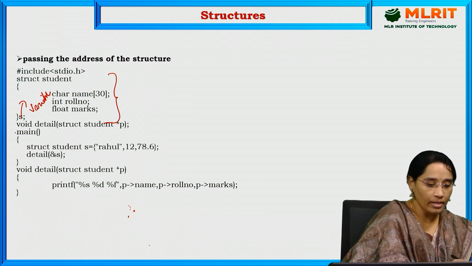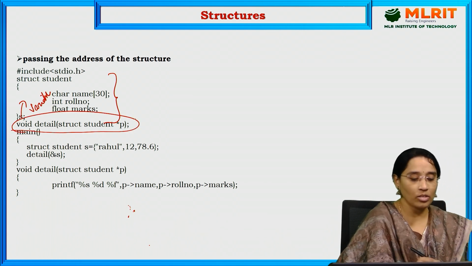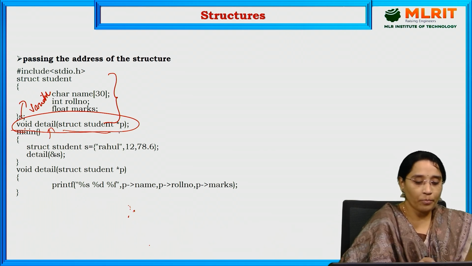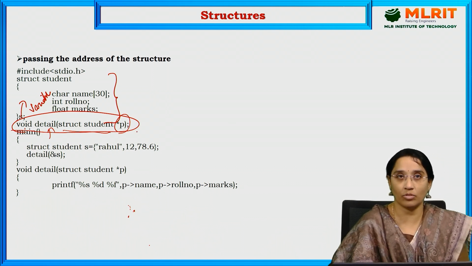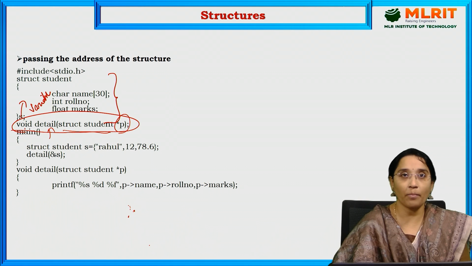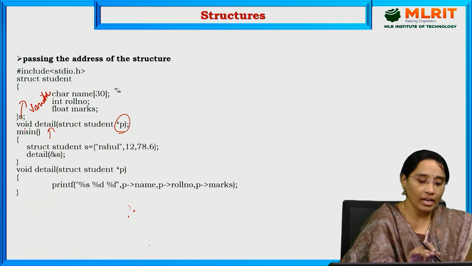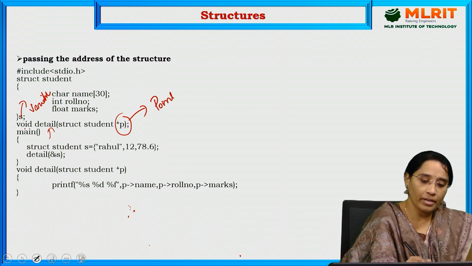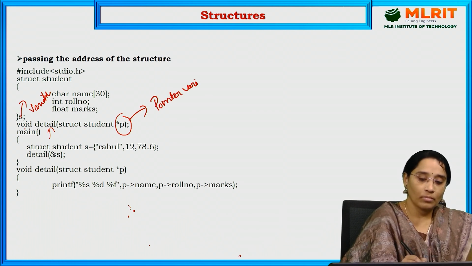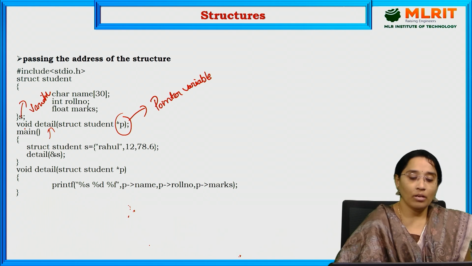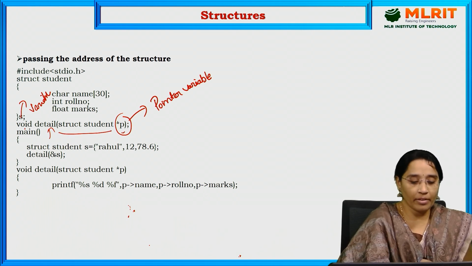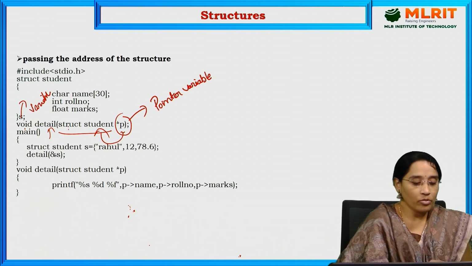And the function declaration. See the function declaration. It consists of return type, name and struct student pointer p. So what does a pointer hold? An address. So here we are passing the address as a parameter. So we declare a pointer variable. P is a pointer variable which holds the address of another variable. Here struct student means it's a pointer variable of type struct. We have used the keyword struct.